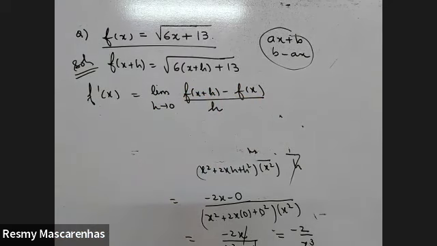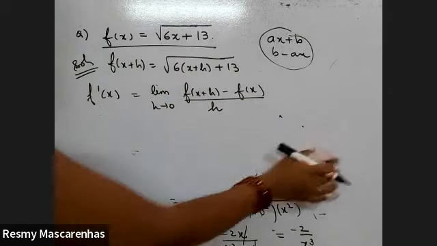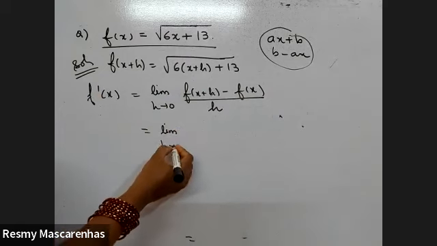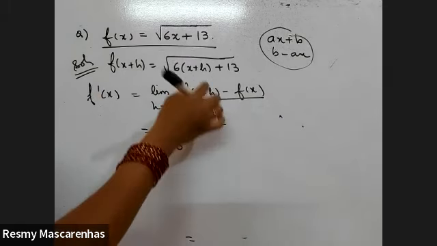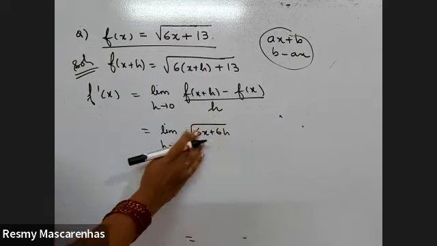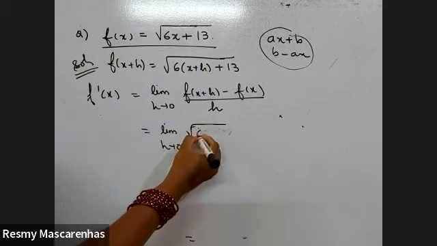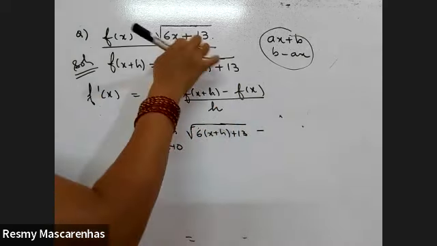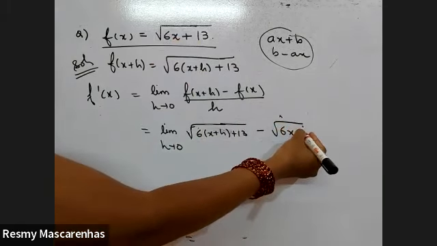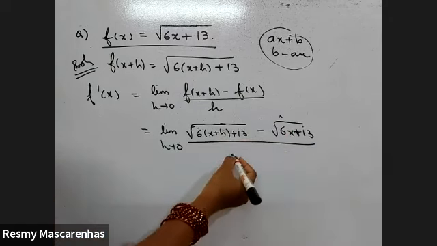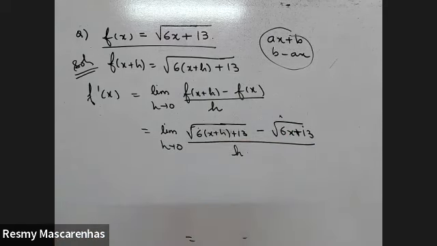Now substitute. You can open up the bracket, or before that, just substitute and show. So this is f of x plus h. F of x is this. Now there's a root sign.